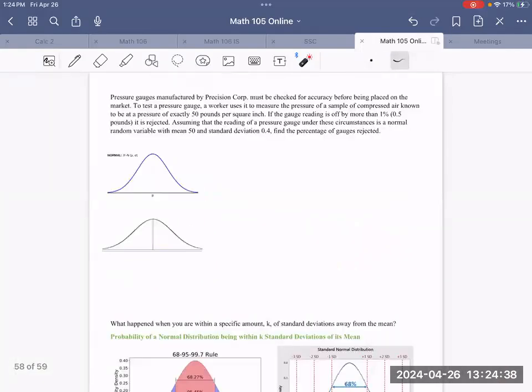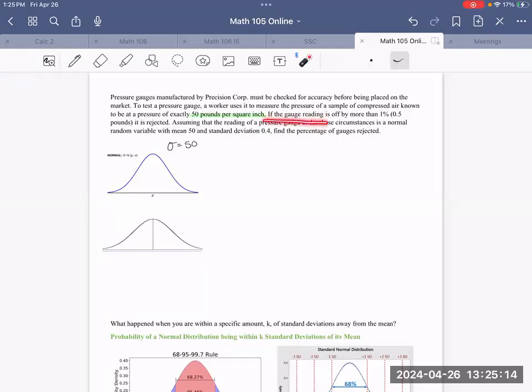So this says pressure gauges manufactured by Precision Core must be checked for accuracy before being placed on the market. To test the gauge, the workers use it to measure the pressure of a sample of compressed air known to be at a pressure of exactly 50 pounds per square inch. So they're telling us that your mean is 50.